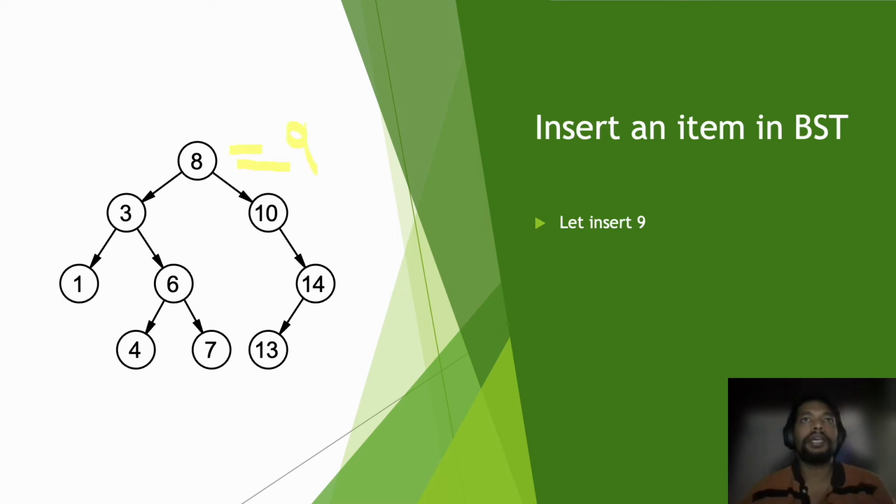Since 9 is greater than 8, we have to move towards the right subtree, and we find 10. 10 is greater than 9, so we have to move to the left subtree. Here there is no left subtree, so we are going to add 9 here. And that's how the addition works. Addition is fairly simple.